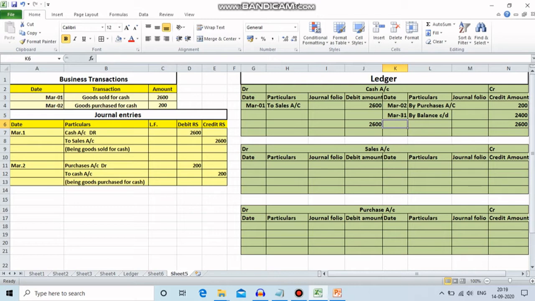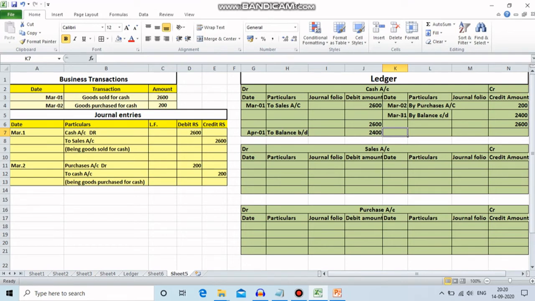The same amount, that is 2400, will be brought down to the beginning of the next month, that is April 1st. Here we are mentioning balance brought down in the particulars column and 2400 in the amount column. Since I have mentioned balance brought down on the debit side, I have used "To balance brought down".